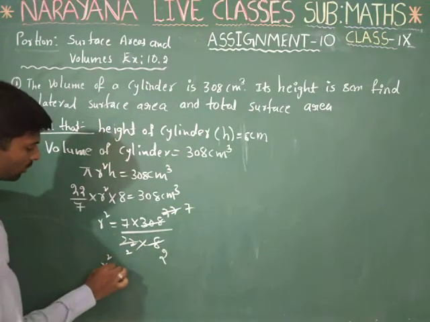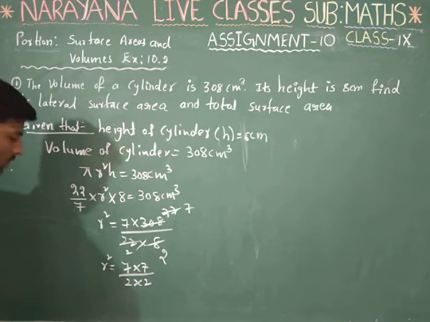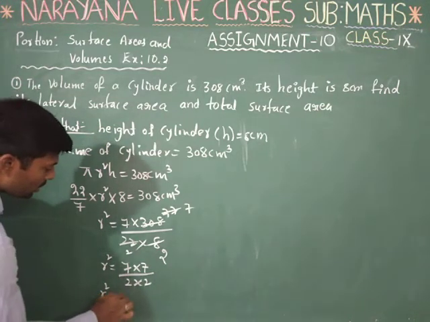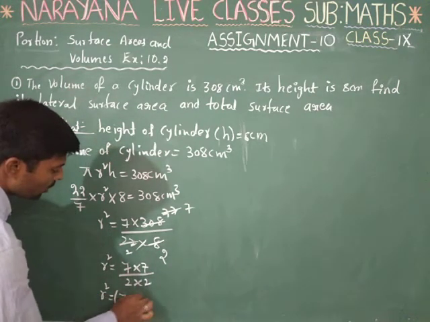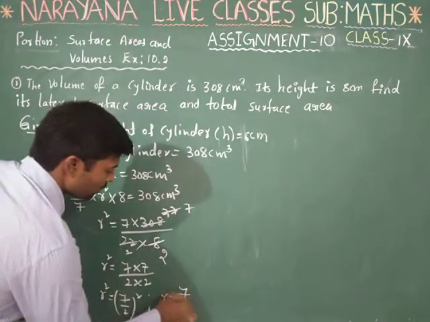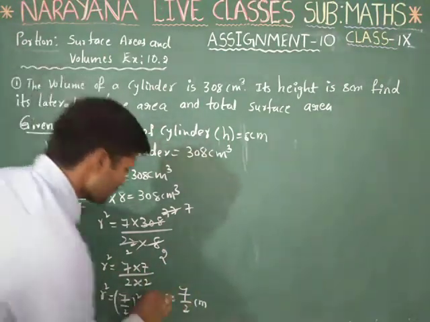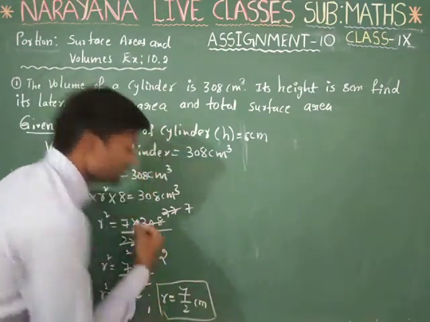So r square will become 7 into 7 upon 2 into 2. So r square will become 7 by 2 whole square. So what is the value of the radius of the cylinder? It will become 7 by 2 centimeter. So r is equal to 7 by 2 centimeter, which can be taken as the radius of the cylinder.